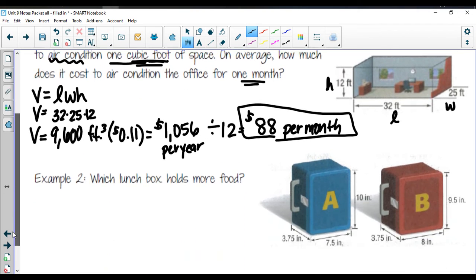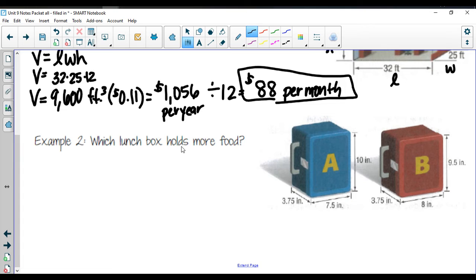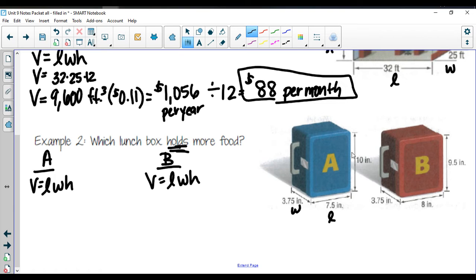For the next example, which lunchbox holds more food? So again, we're trying to figure out volume or surface area. Holding food means we're filling them up, so we're going to be finding volume. So I'm going to do A and B separately. So volume is length times width times height. So I'm going to call this my length, my width, and my height. And here my length, my width, and my height.